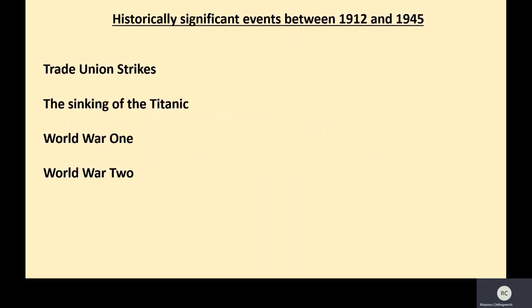So let's think then about some of the historically significant events between 1912 and 1945 that we're going to hear Mr Birling refer to. And remember, the audience sitting watching the play in 1946 would know truly what happened with all of these things, because they happen after 1912 but before 1945. So, trade union strikes. When we did the context lesson, you would have learned a little bit about trade unions.